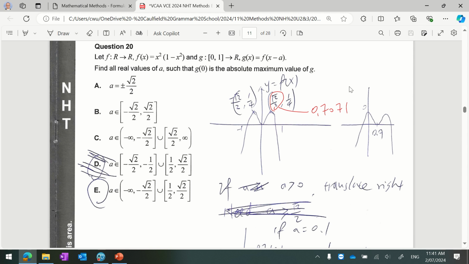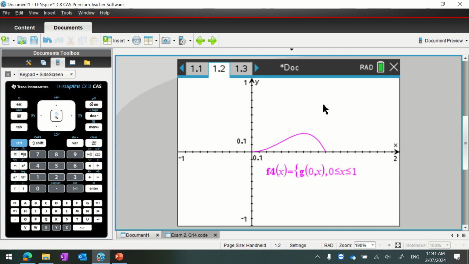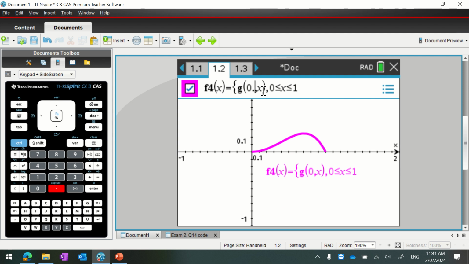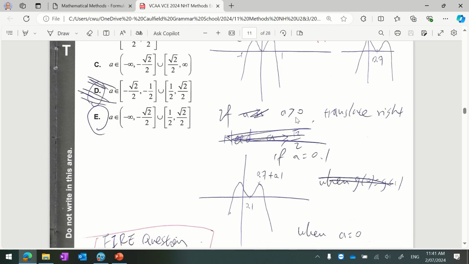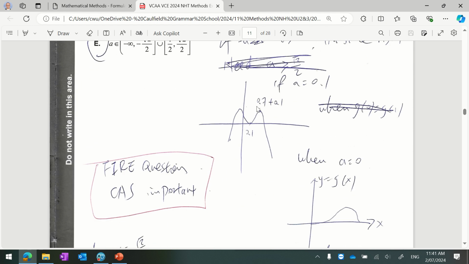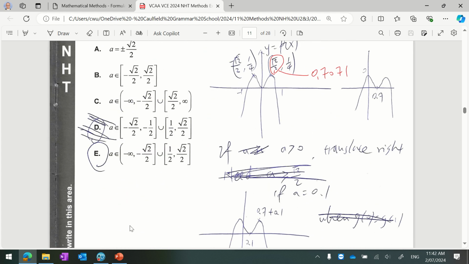Okay, so here we go. If this is 0.7071, I know roughly how big I can pick my a value to be. If I pick my a value to be 0.1, I'm not picking a value that's too big. I'm confident of that. And I can see here that g(0) is still not a maximum. And I think I kind of drew this graph here. I drew all of it. I didn't just draw the domain restriction.